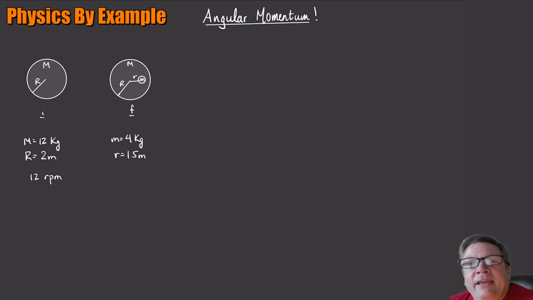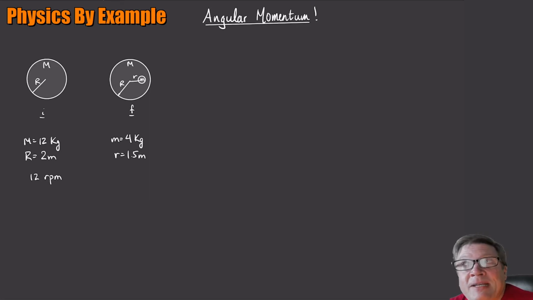And then a cat jumps on. So let's say that the cat is 4 kilograms and the cat happens to jump on carefully 1.5 meters from the center. So the question is, what is the new rotation rate after the cat jumps on?